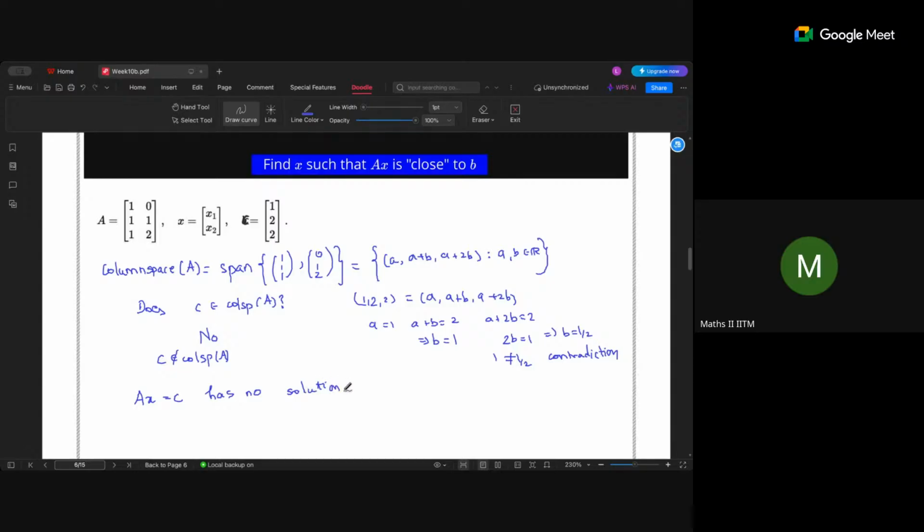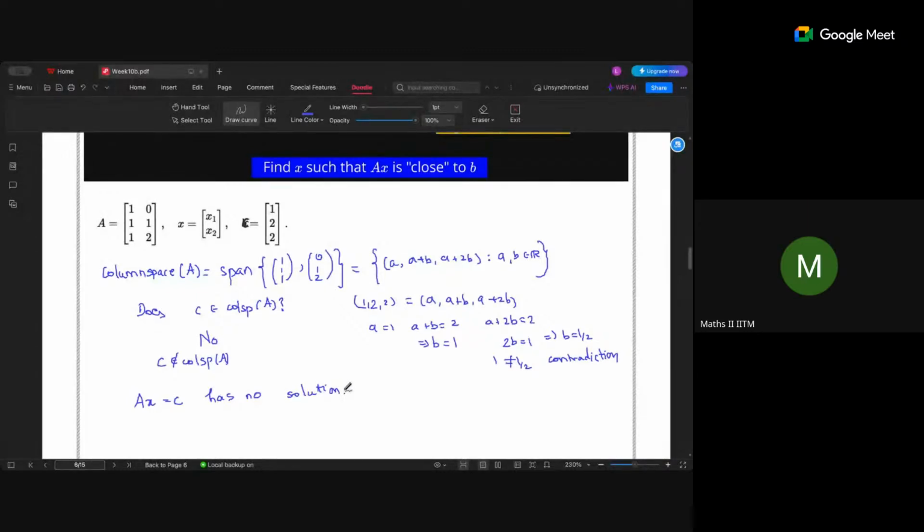Okay, what can we do if there is no solution? In that case, we want to have some approximate solution. We try to have some approximate solution. Okay, what is meant by this approximate solution? That is what we are going to see here.